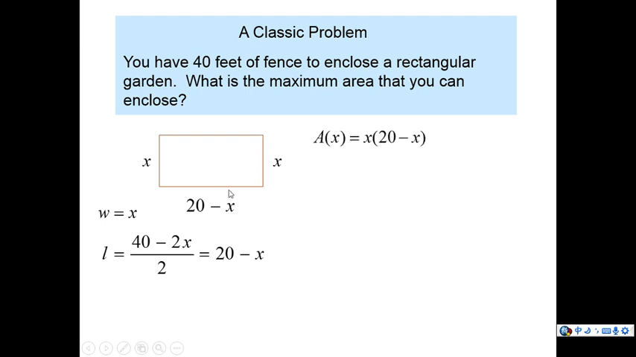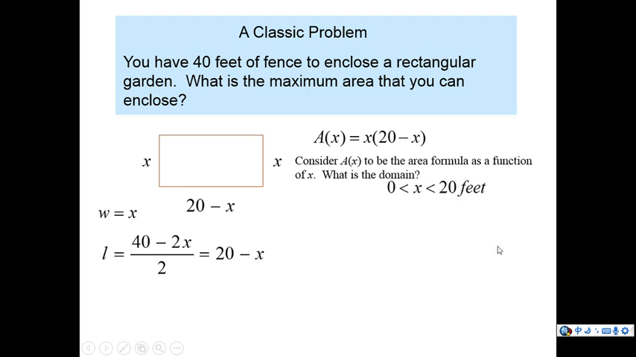And then the area of a rectangle is always length times width, so we got x times (20 minus x). Because you're not allowed to have two variables for the optimization problem, we just eliminate one variable, so we got one variable right now. Consider A(x) to be the area formula as a function of x. So what's the domain? Well, obviously the domain cannot be more than 20. That means x must be less than 20, but it must be greater than 0 because that's about the dimension, the distance, or the length.